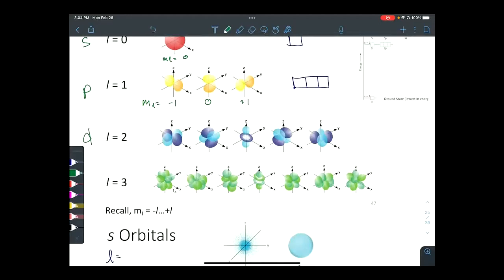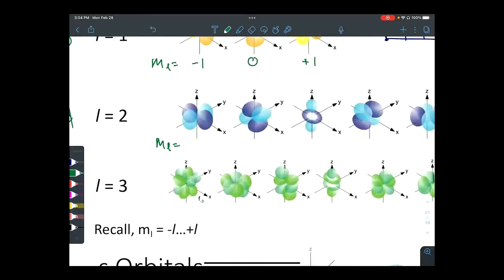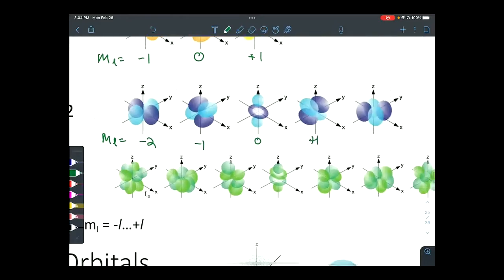For a d orbital, or L equals 2, we have 2 angular nodes. So we have more lobes in our shape. This is the butterfly shape. And what we can do is change this butterfly shape in 3 dimensions. We can have unique shapes in 3 dimensions. So if we think about our possible m sub l's for this L value, we can have -2, -1, 0, +1, +2.